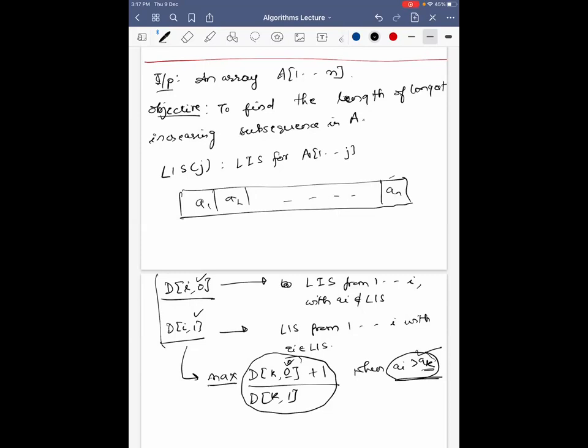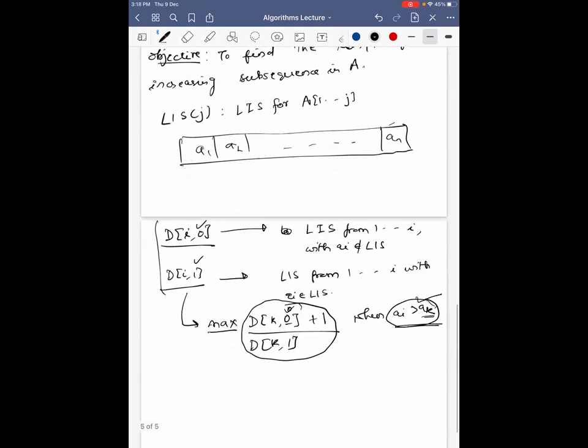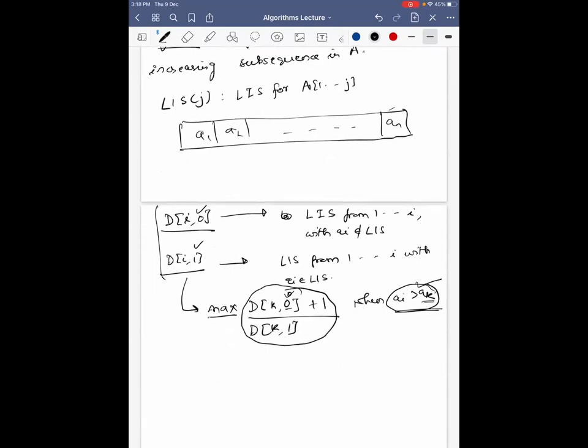Even while computing, you will need to compute the maximum, no? Because you will be essentially implementing this recurrence relation that you develop.